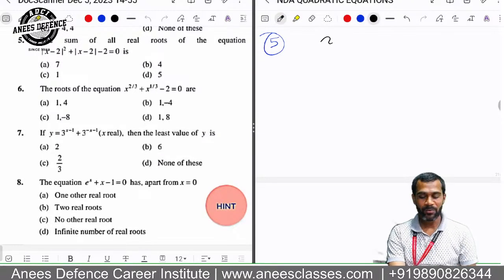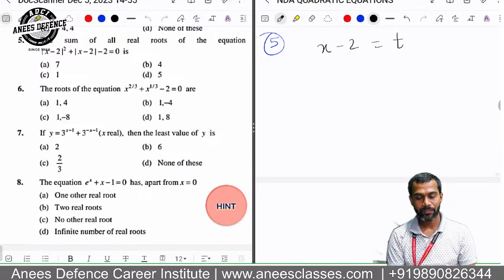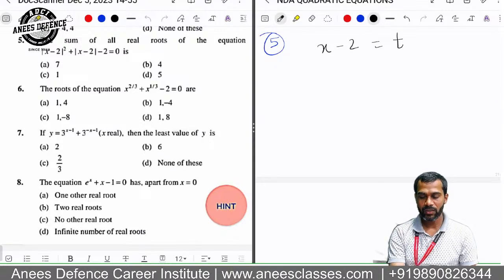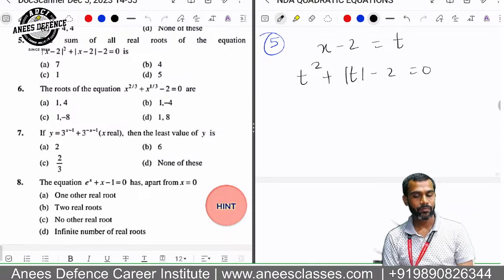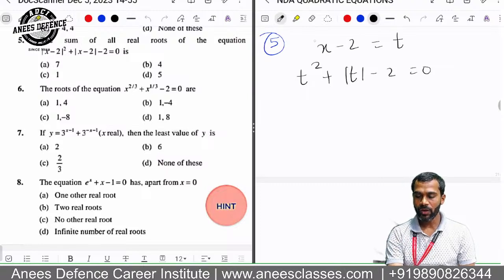See, what we have to do, put x minus 2 is equal to t. Okay. x minus 2 is equal to t. So what is the equation? Tell me. t square plus mod t minus t minus 2 is equal to 0. Yes or no? Or put mod x minus 2 is equal to t. So you don't have to put mod here. Yes or no? Is there any doubt?